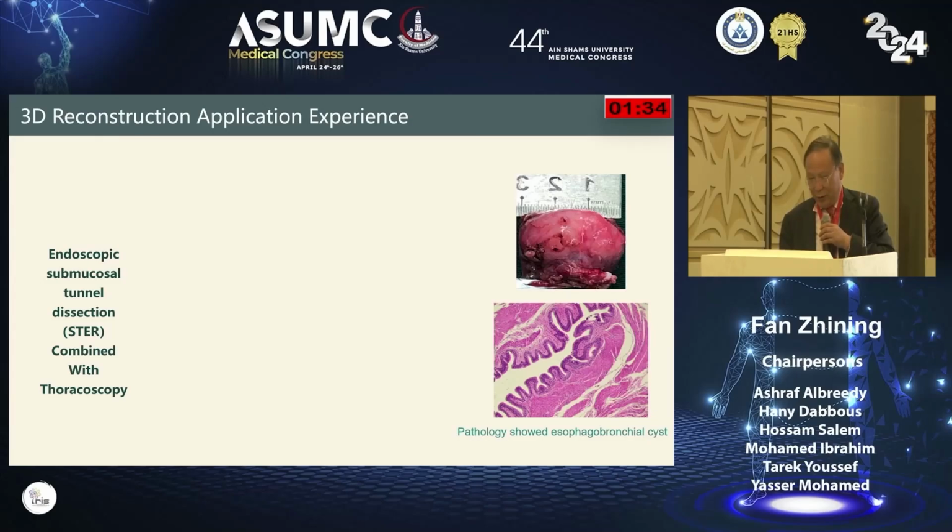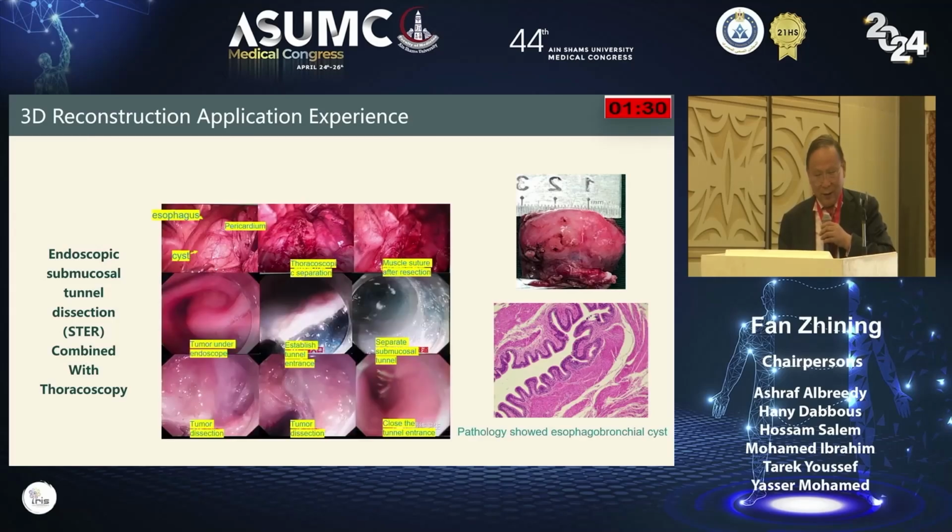Pathology shows esophageal bronchial cyst. This is the esophagus, the cyst, the pericardium and the thoracic separation. Muscle after dissection. Endoscopy, the tumor is tunnel. The clipper is open.